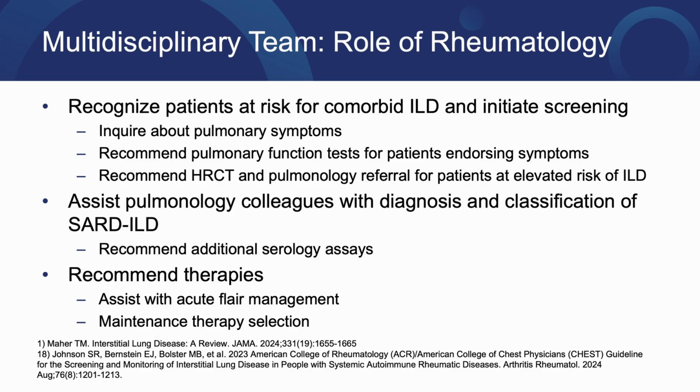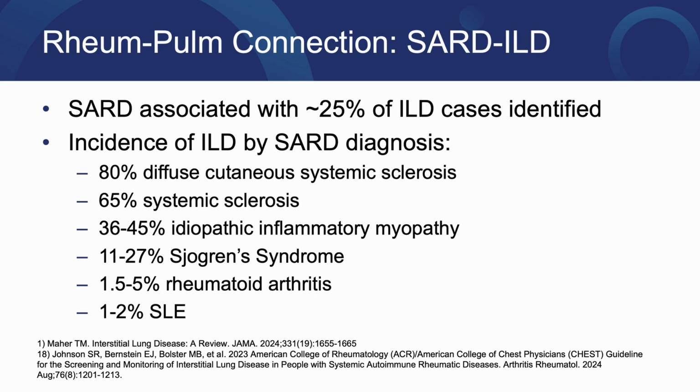We're recognizing the patients at risk for the comorbidities with the interstitial lung disease, the screening, the systemic autoimmune rheumatology disease, and recommending any additional assays that they need to do. Recommended therapies, assisting with acute flare management, and maintenance of therapy selection.